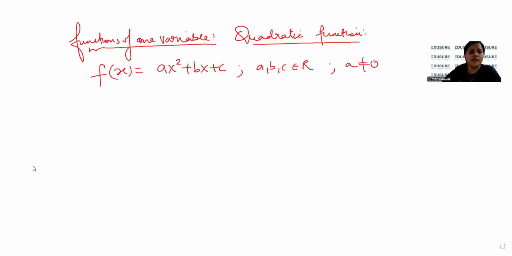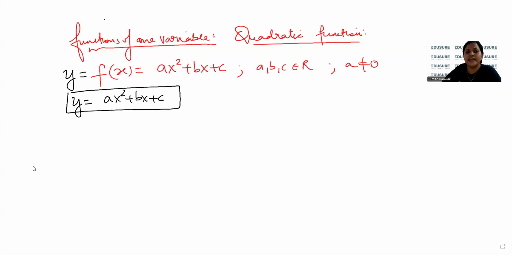And generally, we replace f(x) by y so that it is very easy to see that we are actually working on the xy plane. So x is the independent variable, y will be the dependent variable. So x will be plotted on the horizontal axis and y will be plotted on the vertical axis. Now, let's study some properties or some nature of quadratic functions. So let us try to convert this quadratic function into vertex form.